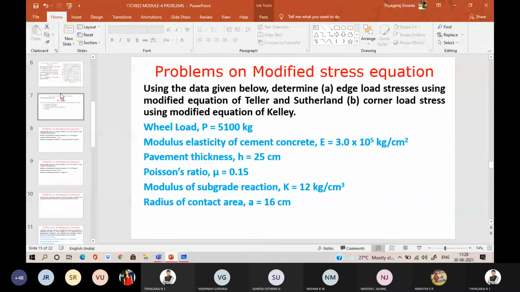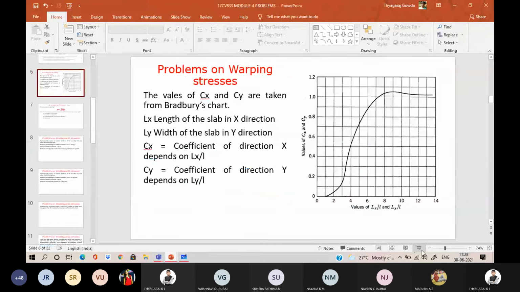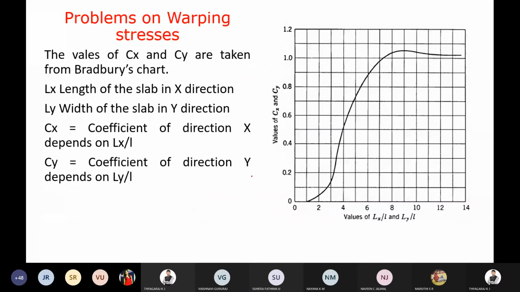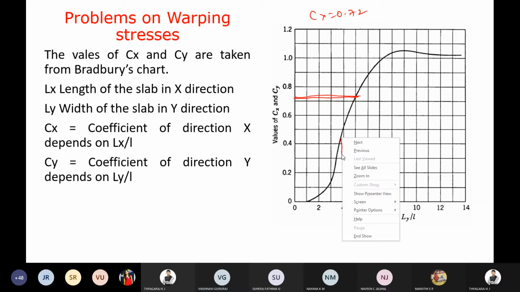What is the Cx and Cy? So, we have got Lx equal to 5, right? Yes, sir. So, we will take Cx equal to 0.72. Ly is 3 point, how much have we got? 0.89, which is approximately equal to 4.